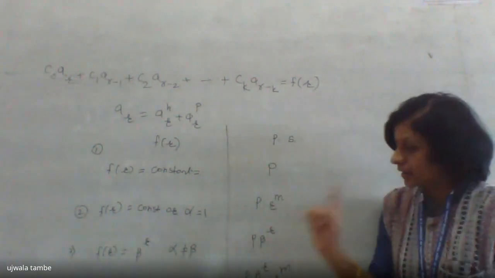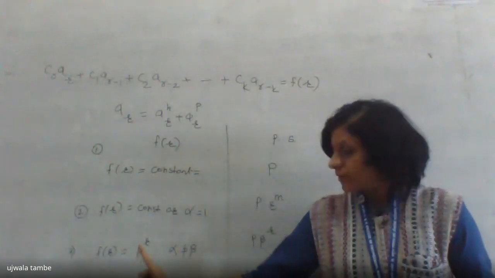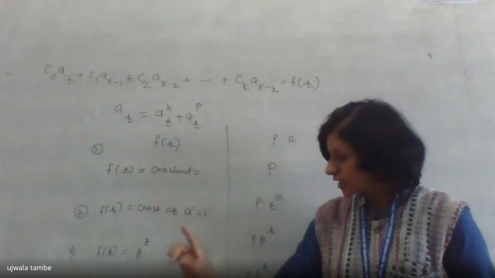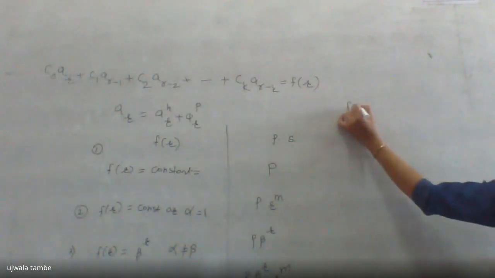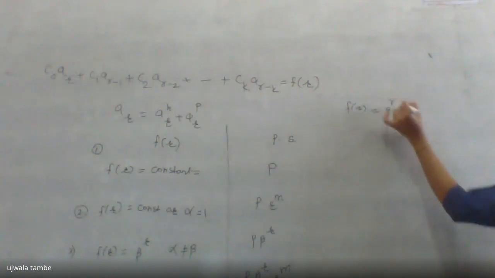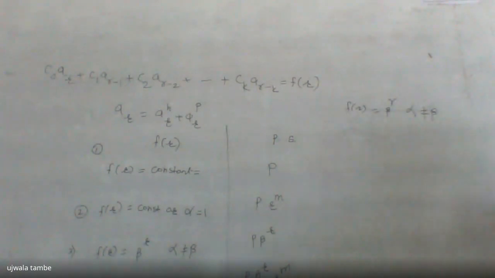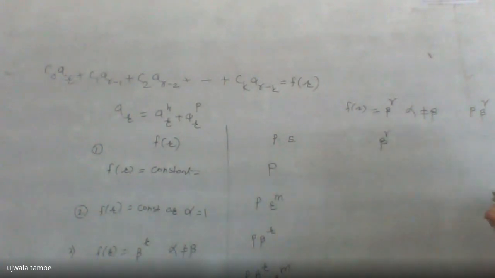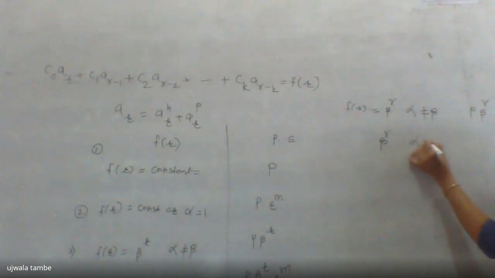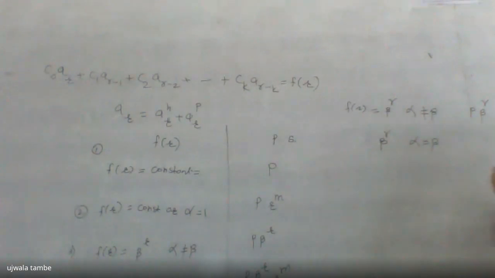Got it? Look at the last two cases. If f of r is beta to the power r, what is the condition there? Alpha is not equal to beta. Therefore, its particular solution is P into beta to the power r. And the last condition is f of r is equal to beta to the power r, but alpha is equal to beta, and its solution is P beta to the power r into r to the power n.